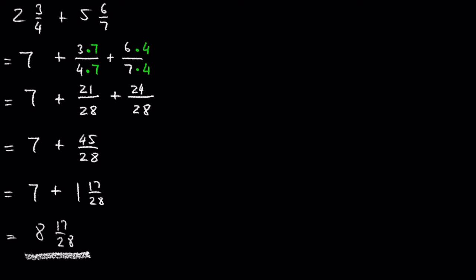Let's do some examples with like denominators, which is much easier to solve. 1 and 1/8 plus 2 and 3/8. 1 plus 2 is equal to 3. 1 plus 3 is 4. And we get 3 and 4/8, which is equal to 3 and 1/2.